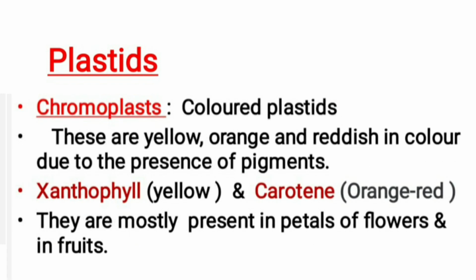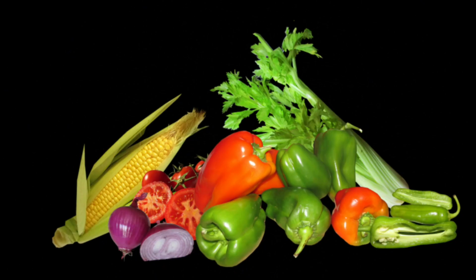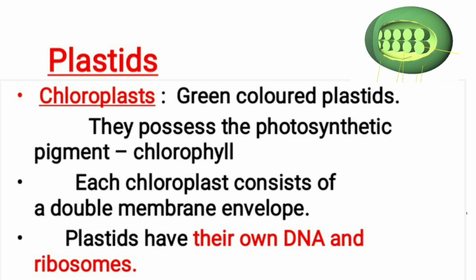Chromoplasts are colored plastids divided into two subtypes. One is the green colored chromoplast. They are otherwise known as chloroplasts because they contain the pigment called chlorophyll, which gives green color to the leaves and other parts of the plant.